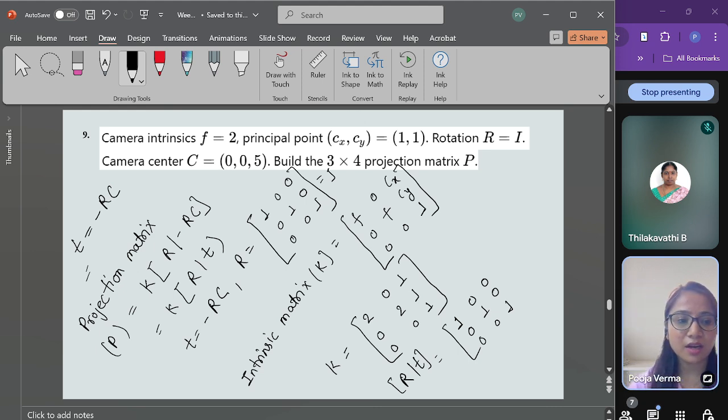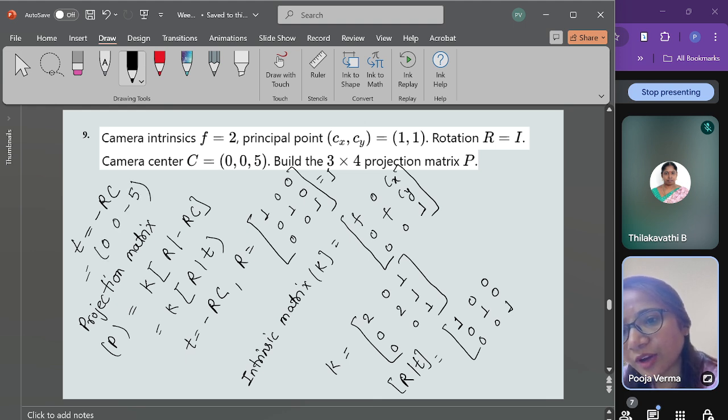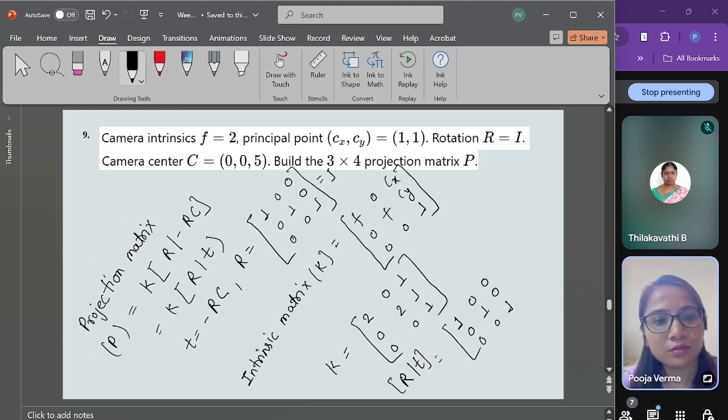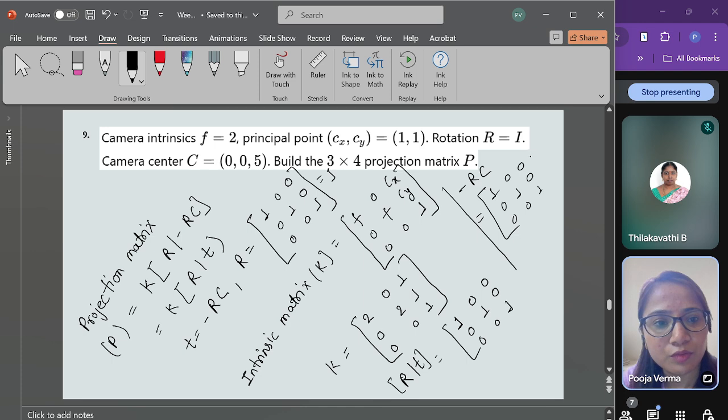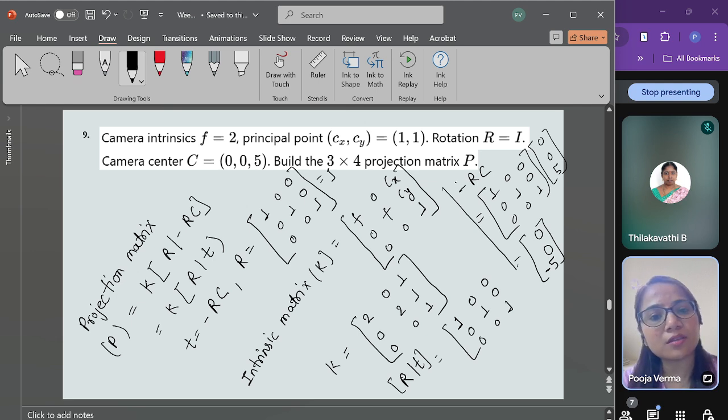Should I calculate, or can I write it directly? It is understood. So minus of RC value you will get 0 0 minus 5. Let's calculate it. Minus of RC, so R value is 1 0 0, 0 1 0, 0 0 1, and the C is 0 0 5, right? So row into column, the first value you will get 0, then the next one is also 0, and in the last you will get 5 here, with a minus sign. So T is equal to minus RC, and here you will get 0 0 minus 5. So now it is understood how we got R given T.